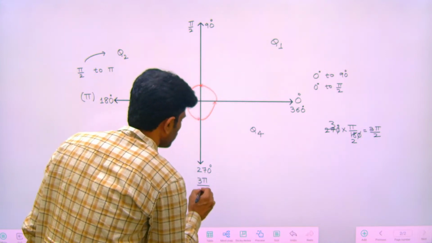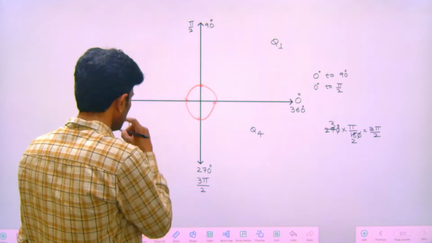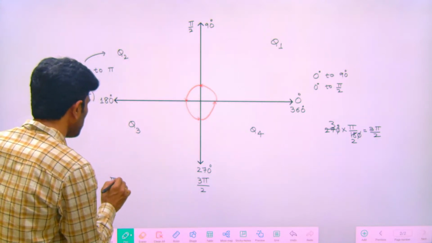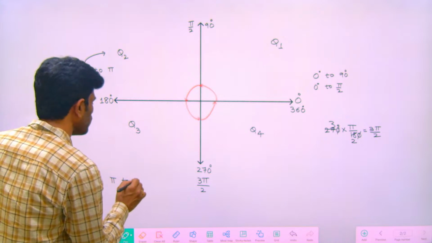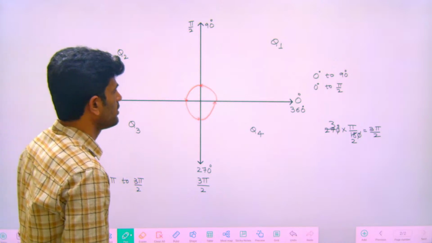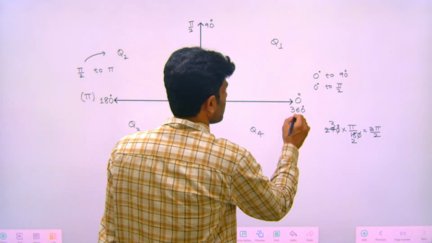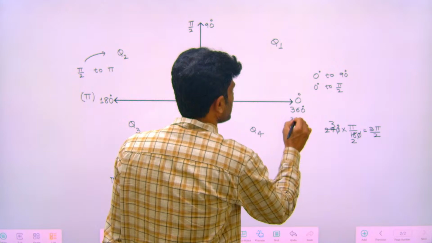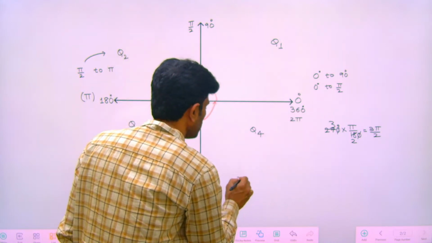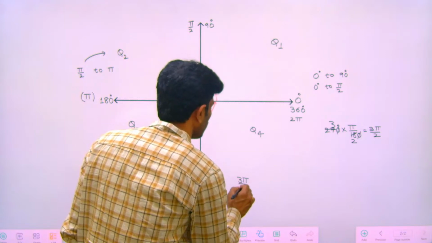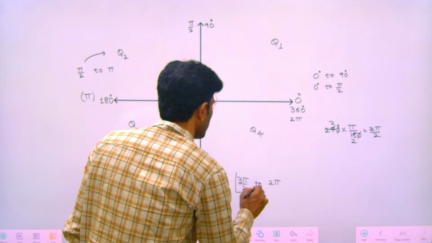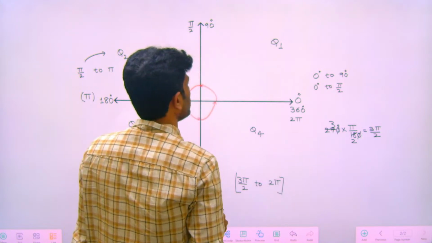So this is pi, this is 3 pi by 2. If an angle is between pi and 3 pi by 2, it will be in quadrant 3. Pi is 180 degrees, and 360 degrees is 2 pi. So if an angle is between 3 pi by 2 and 2 pi, it is in the fourth quadrant.